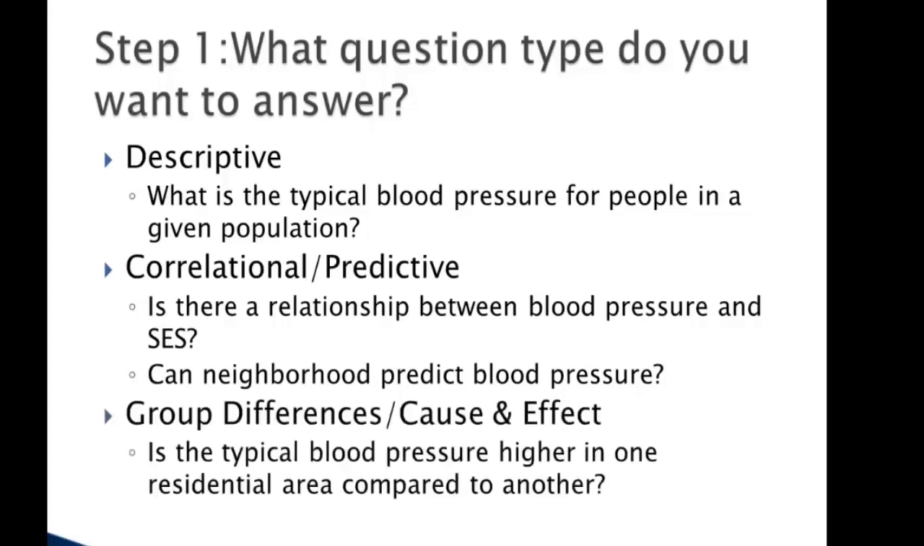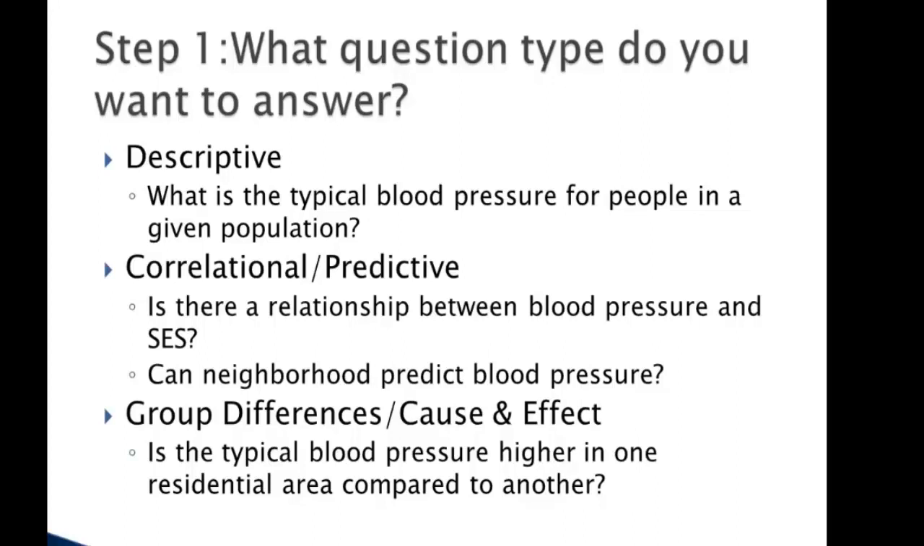And the third and most complex question type we have is the cause and effect, or group differences question, in which we're trying to compare groups to one another to see if there are statistically significant differences between them on one or more outcomes. An example of this might be, is the typical blood pressure higher in one residential area compared to the other? Do males have a greater incidence of depression versus females? In this case, we're doing that group comparison.